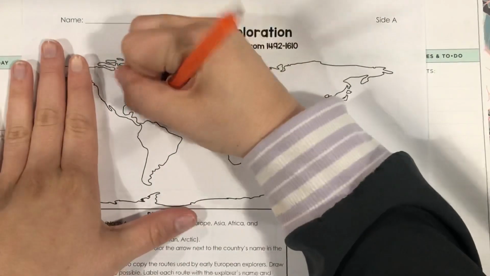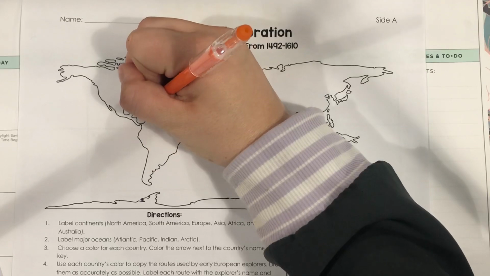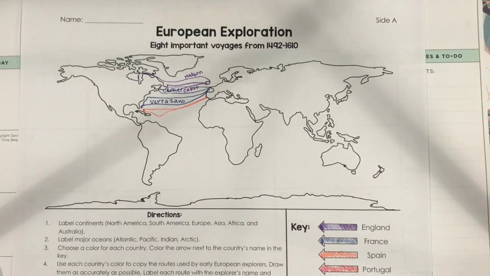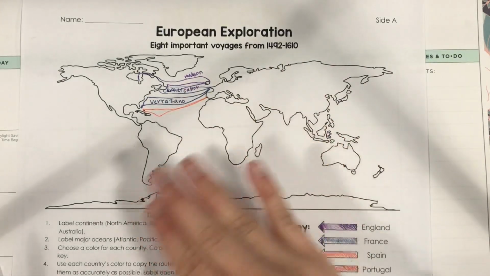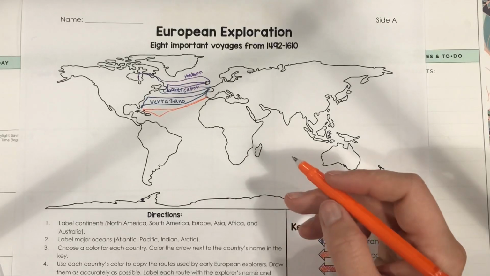And actually, when you do this, make sure you go a little bit closer, because he actually went right along the coast like that, okay? If you copied me the first time and it messed up a little bit, that's okay. Don't worry about it. You don't have to erase it all.